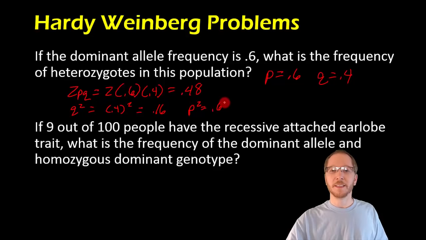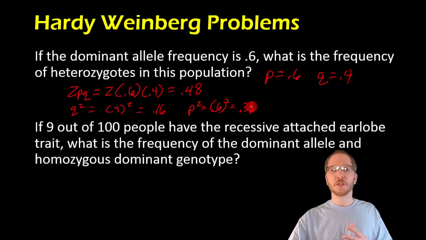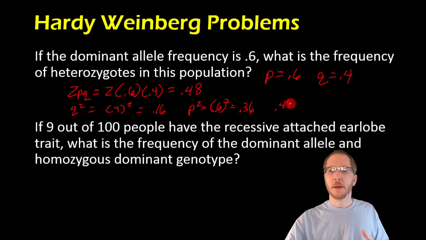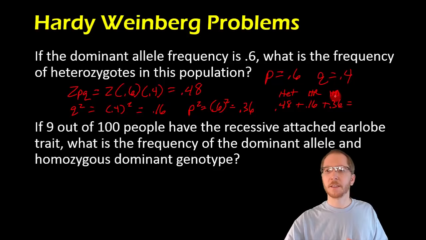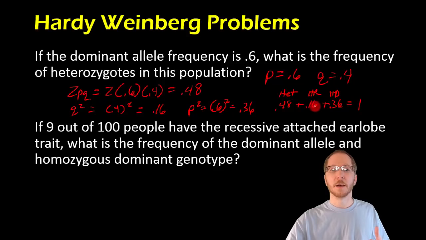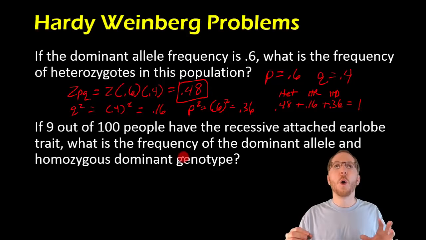And if you want to check yourself, you can say, well, all these things together should add up to 1. So 0.48 plus 0.16 plus 0.36, these are all my genotypes. They're kind of out of order. This is heterozygotes, this is homozygous recessive, this is homozygous dominant, but they should all add up to 1, and sure enough, they do. So it looks like I've done things right. In this case, seeing as I just asked for heterozygotes, we can just put that down. So that's one way to solve it.